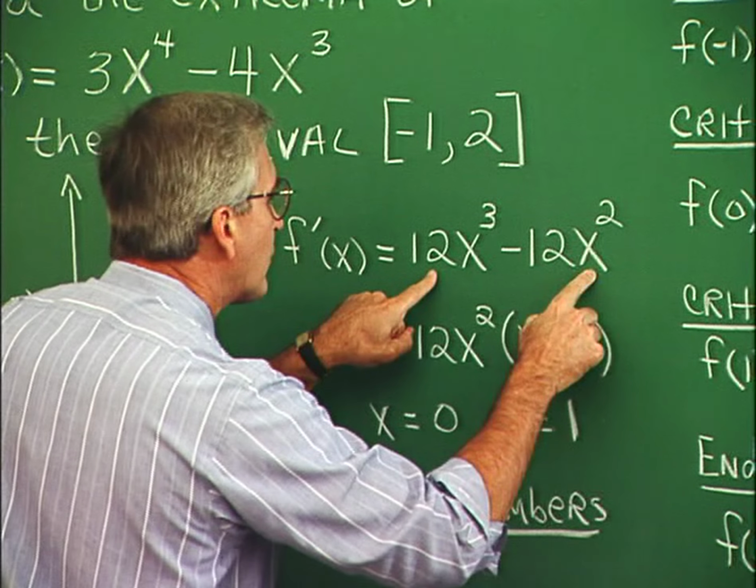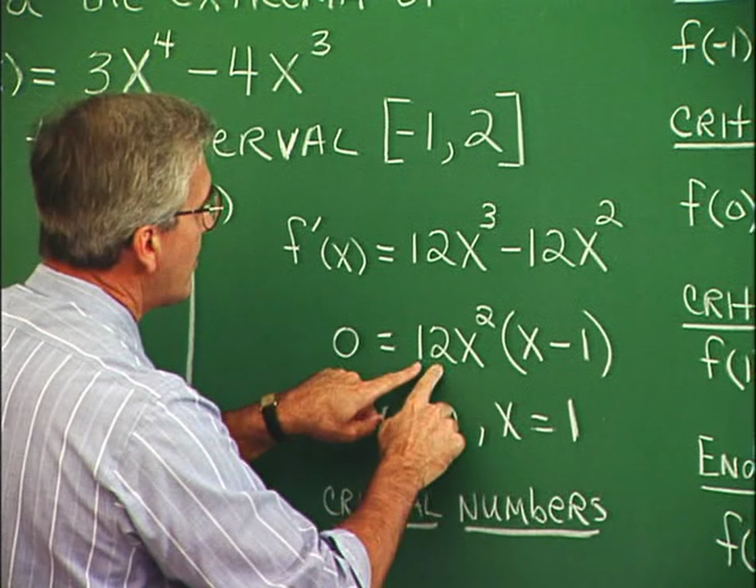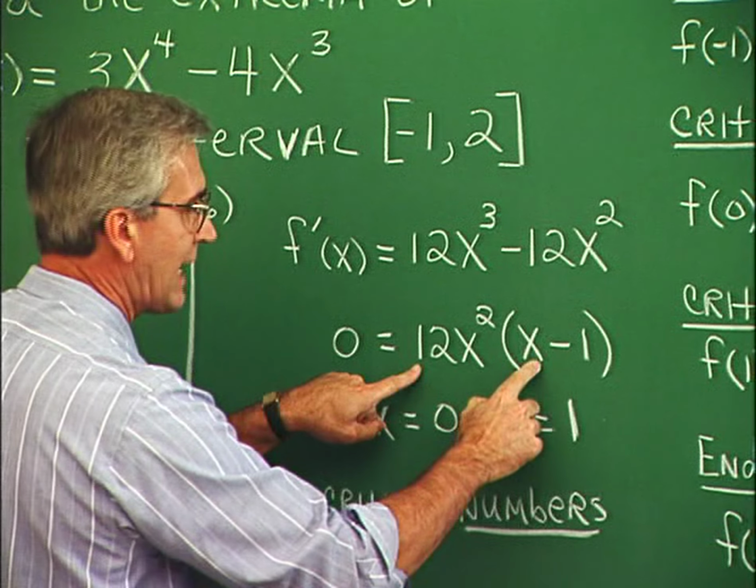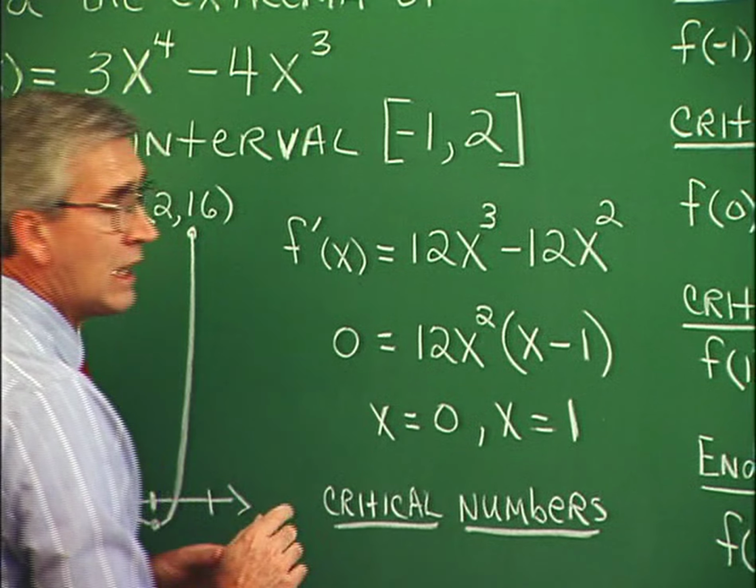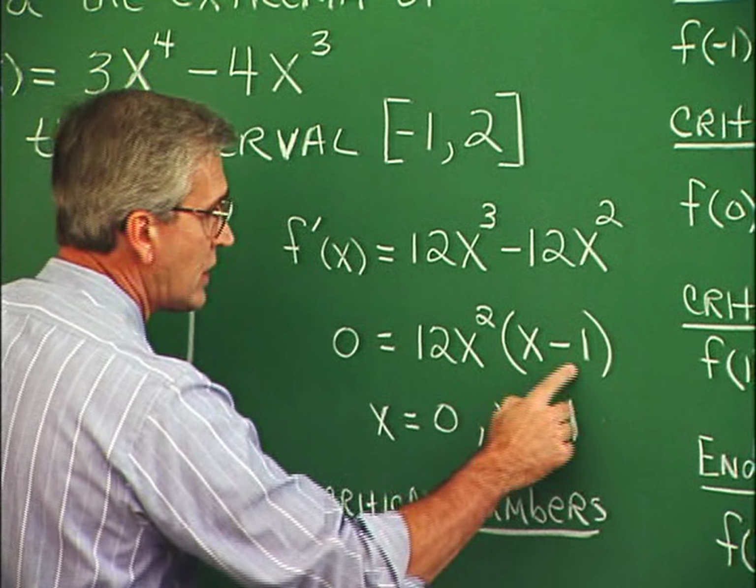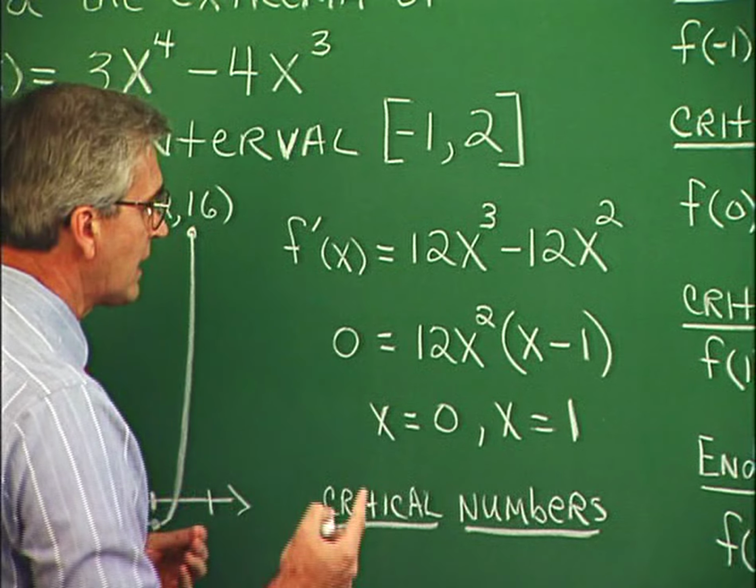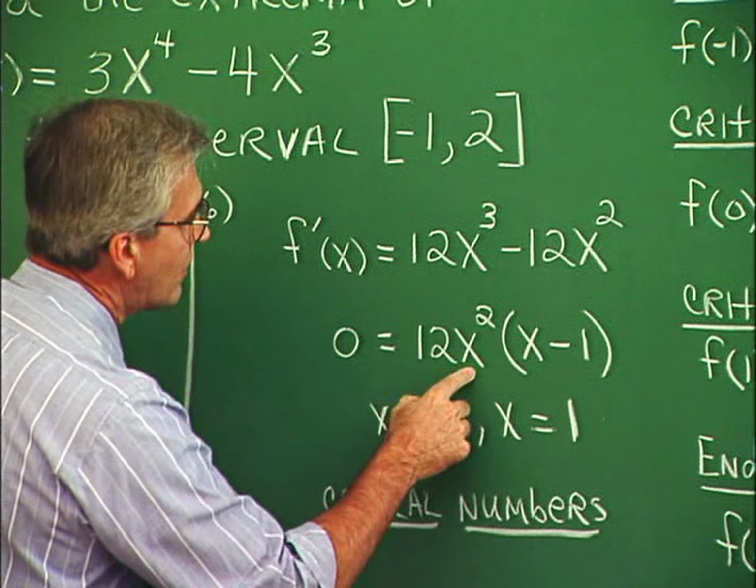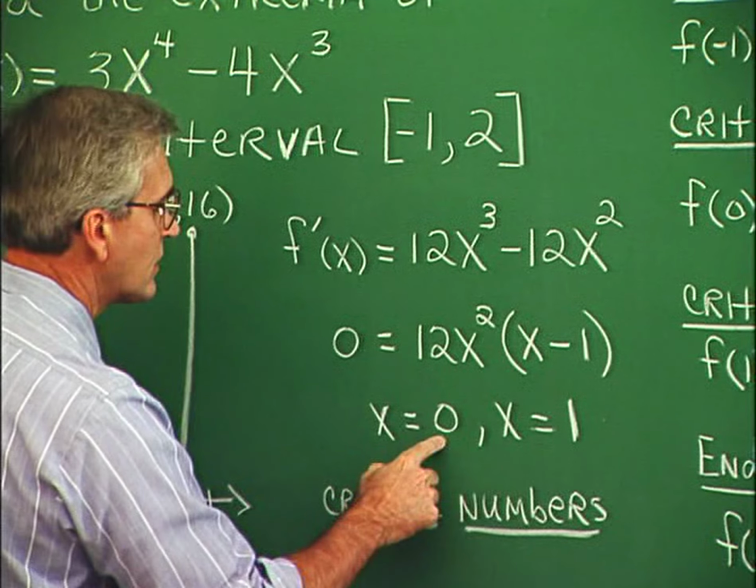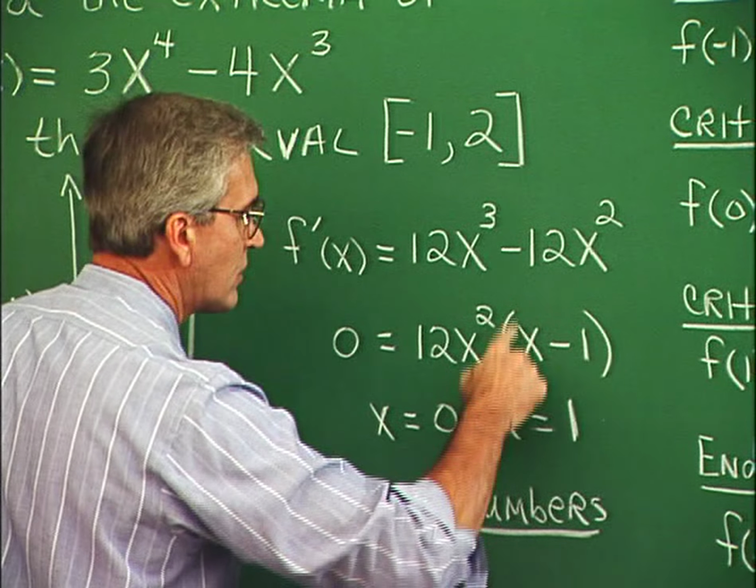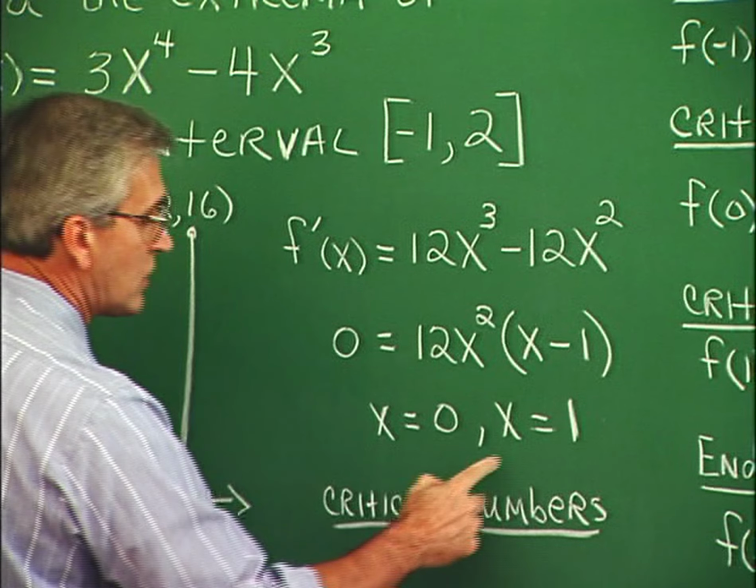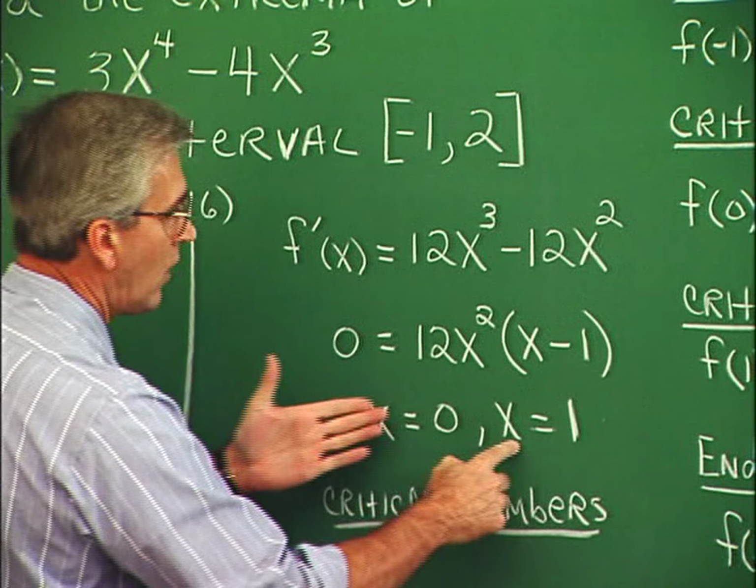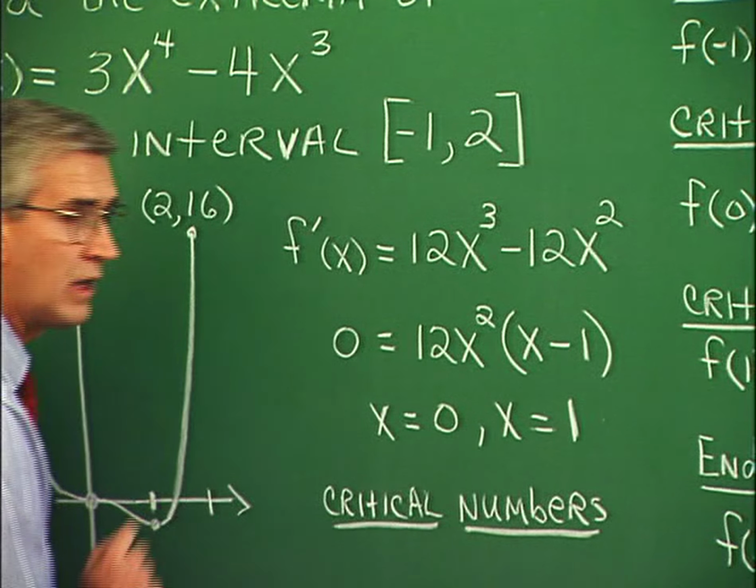So we'll factor here, and we pull out a common factor 12x squared, and the other factor is a binomial, x minus 1. Now, the values of x that will cause each factor to become 0 are the zeros of the derivative. So the value of x that causes this part to be 0 is 0 itself. The value of x that causes this to be 0 is 1. So the zeros are x equals 0, x equals 1. These are the critical numbers.